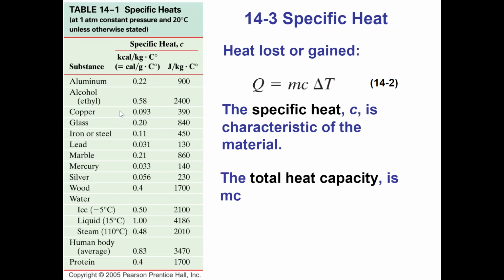You can see that metals are not very good at holding on to their heat, except for aluminum. Aluminum's not too bad. But when we take a look at liquids, liquids are very good at retaining their heat. They have lots of different ways of storing energy, in particular, the intermolecular forces. And water, of course, you can see is a champ on this list.